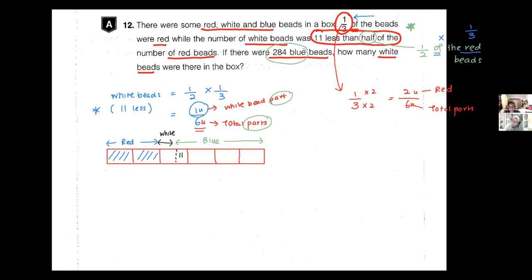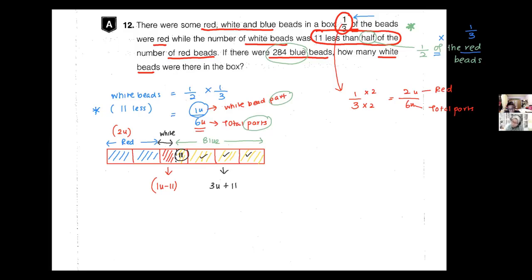Now I want to put in the units to all this information. So my red is 2 units. My white is this portion. My white is 1 unit minus 11. My blue, which is all this, the yellow color part. This is 11 to make it more defined. My blue is, you can see, 3 units plus 11. 1, 2, 3 plus the 11. Can you see?